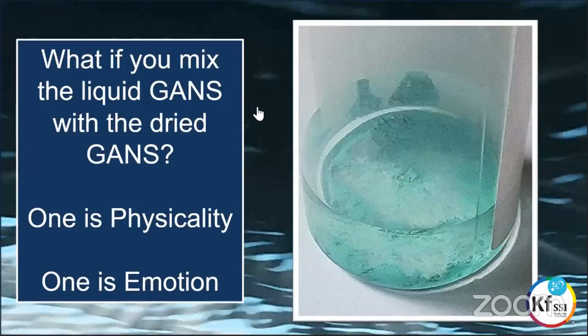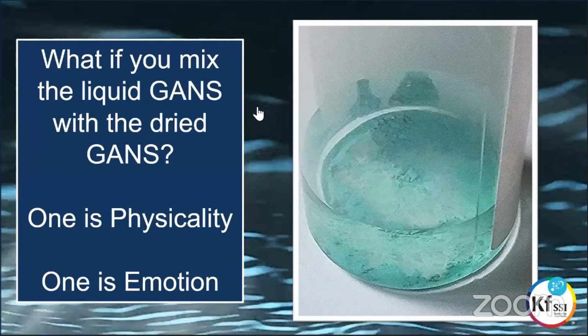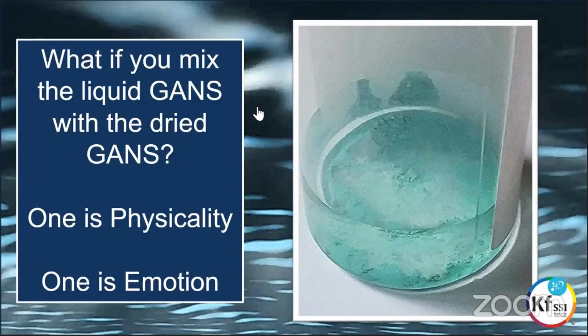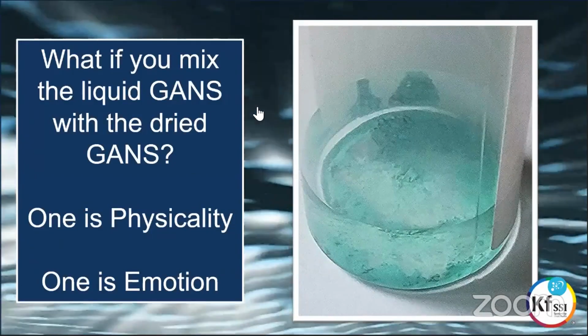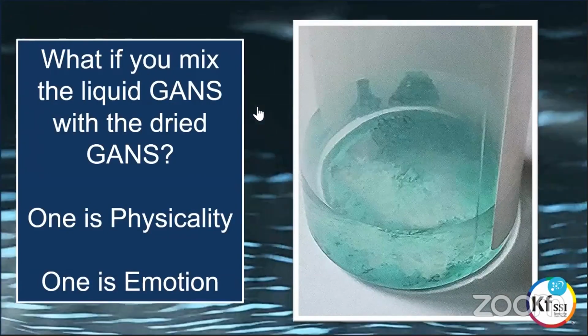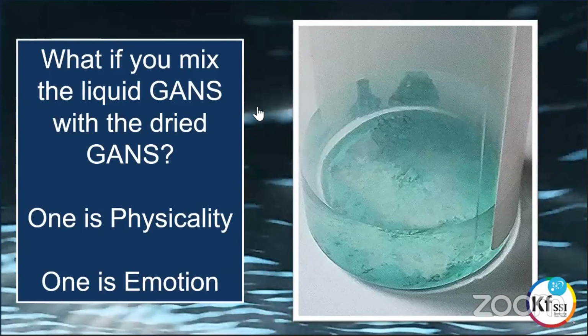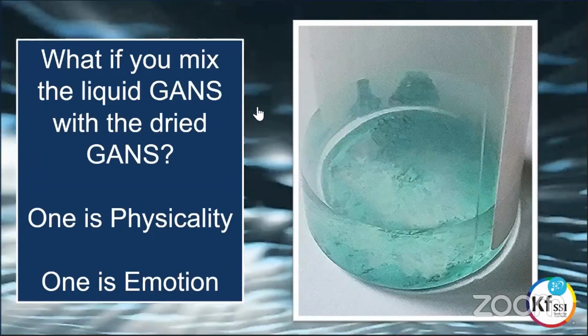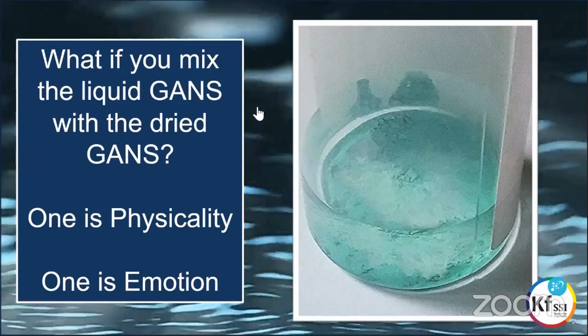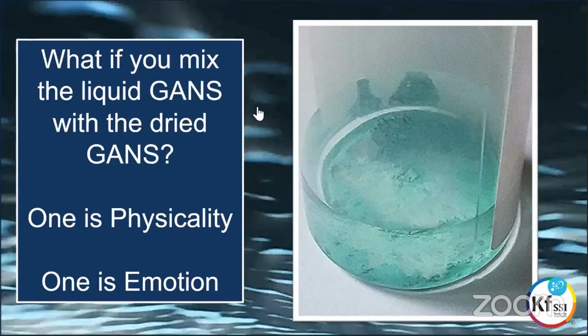Again, something to experiment with and to explore what effects it has. What if we start mixing the liquid Gans with the dried Gans? It's a terrible photograph there, but we've done that with the copper, mixing dried Gans with the normal copper Gans. One is physicality, one is emotion. The dried is the physical one, and the wet Gans is the emotion.